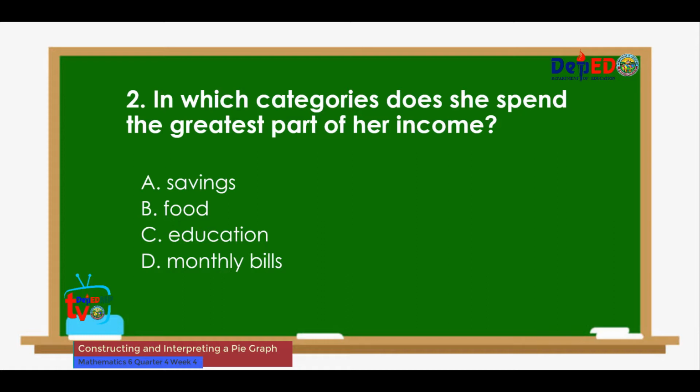Number 2 question. In which categories does she spend the greatest part of her income? Letter A. Savings, B. Food, C. Education, D. Monthly bills. Time's up. The answer is letter B. It is food.